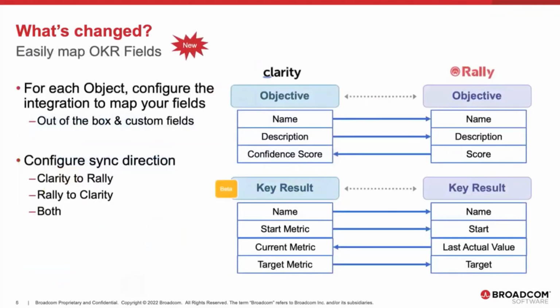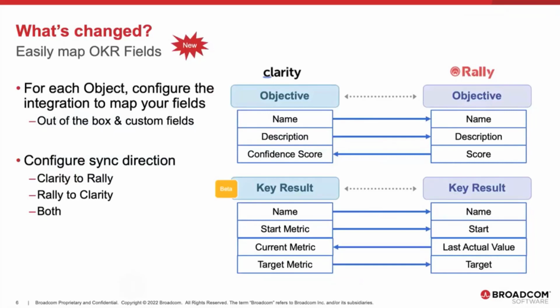You can easily map OKR fields between Rally and Clarity. From the objective perspective, you can map name and description and have that go to Rally, and then you can have confidence score come back to Clarity. You can also configure who owns the data. Similarly, from the key results perspective, you can map name, start, and target metrics and have those go to Rally, and then have the last actual value metric come back to Clarity.